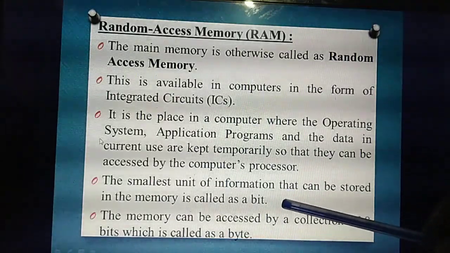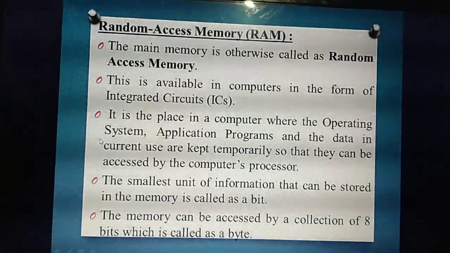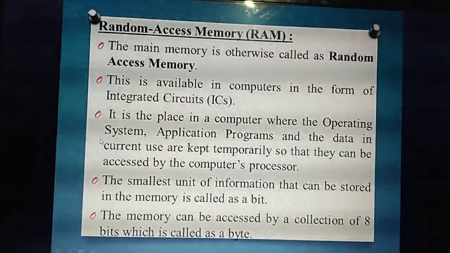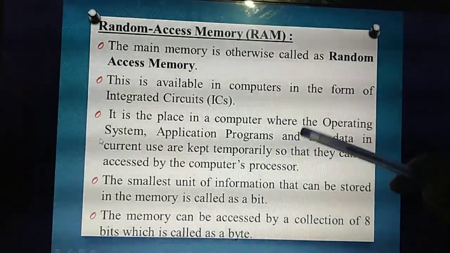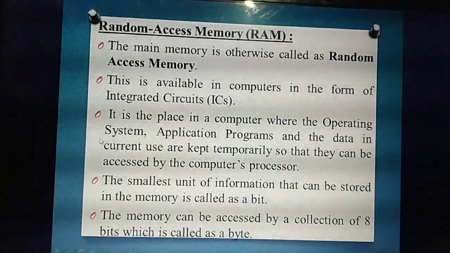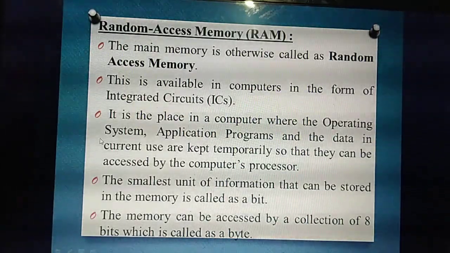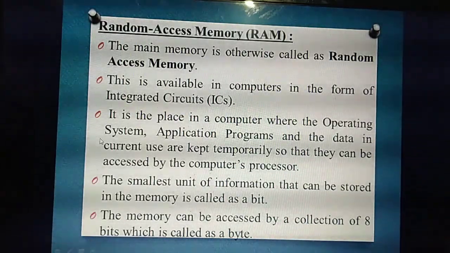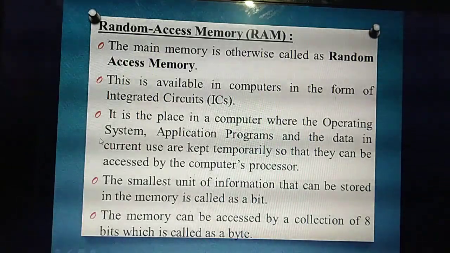One more question. The smallest unit of information stored in the memory is called a dash: bit. What's a bit? 1 or 0. The smallest information stored in the memory we call a bit. A collection of 8 bits is called a byte. What's the difference between bit and byte? For example, computer, C-O-M-P-U-T-E-R. C is a bit. Computer is a byte. Understand?